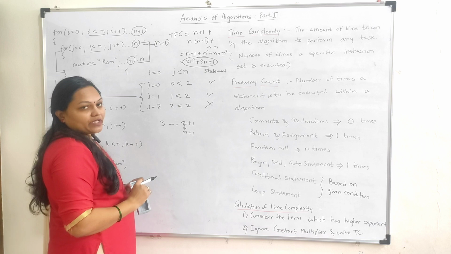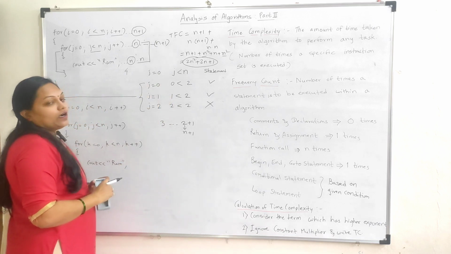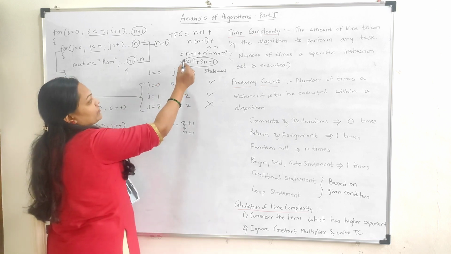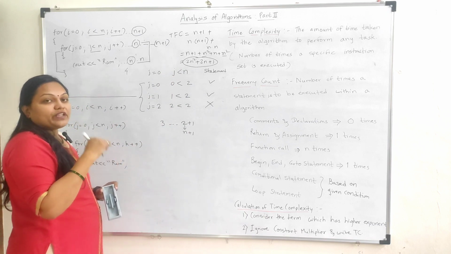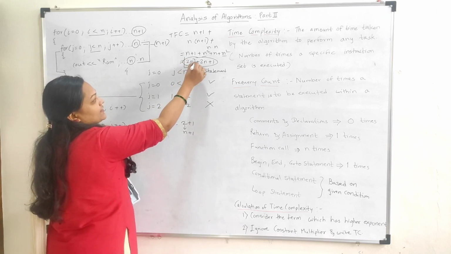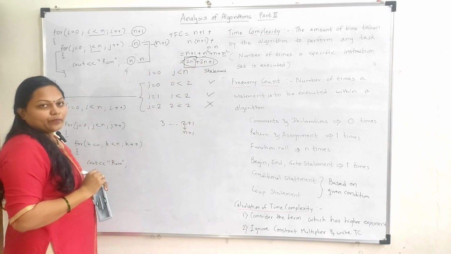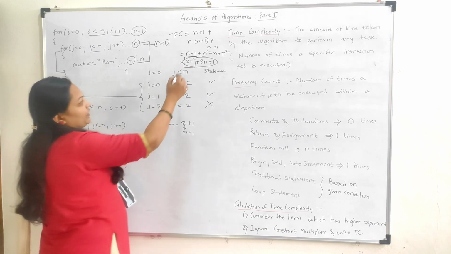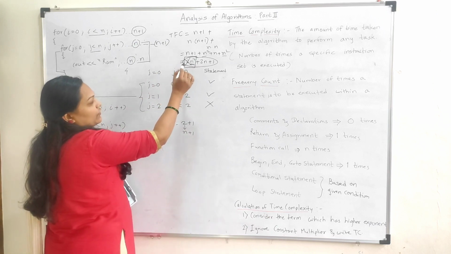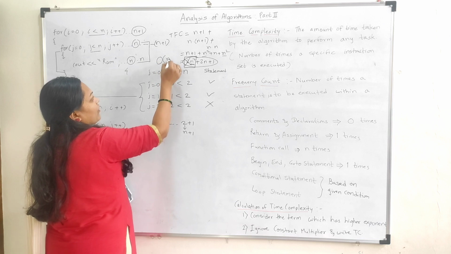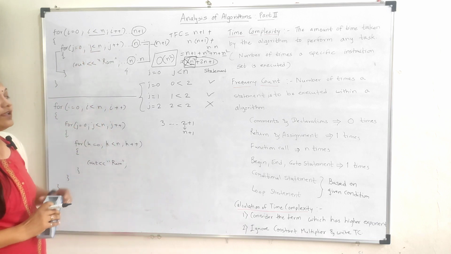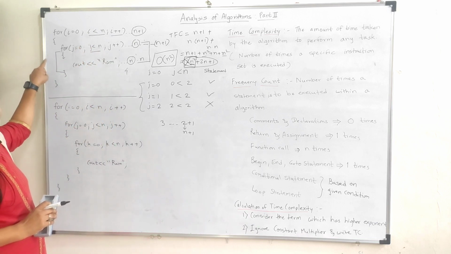Now we have calculated total frequency count. Now we need to calculate time complexity for same. So for calculating time complexity, what we need to do? We need to consider the term from a frequency count which having highest exponent. So this is a term which having highest exponent, that is 2n square. Okay, after considering that term, we need to ignore the constant multiplier. Okay, and we need to consider n square here for this example, and then write down big O of n square. So big O of n square, this is time complexity for this example. This is nested for loop.